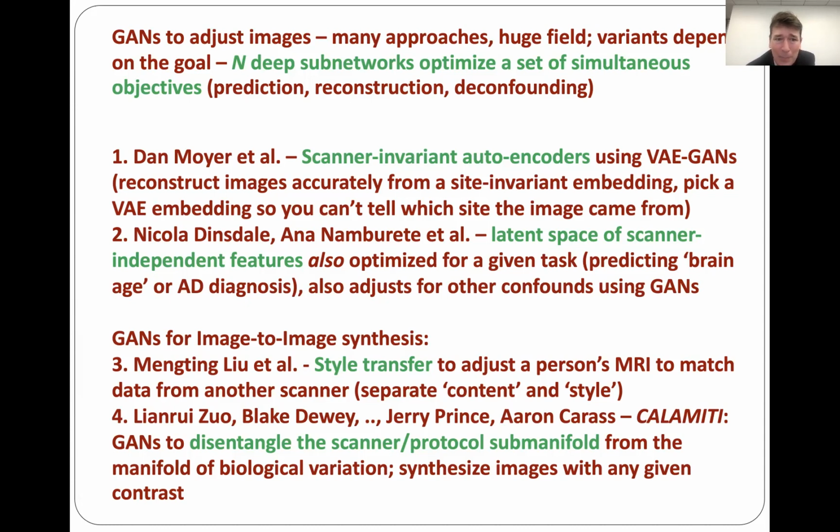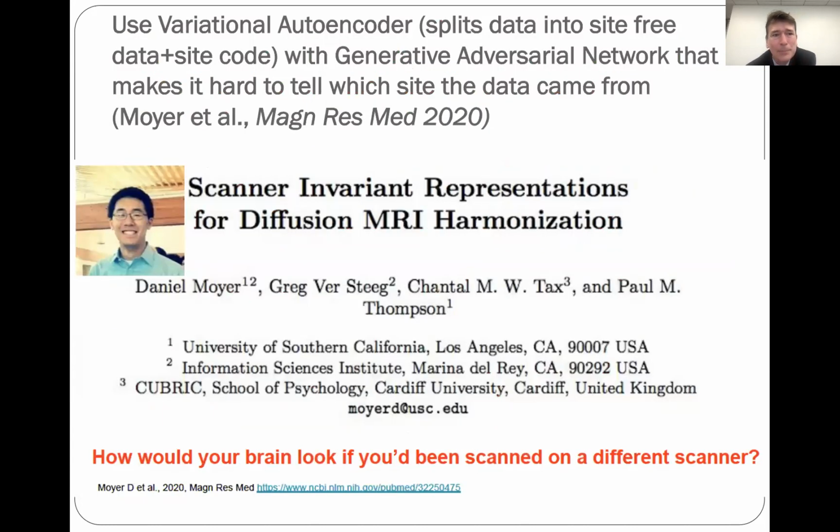Similar work by Nicola Dinsdale and Anna Nambarete has been using GANs also to adjust for other confounds. I'll talk about their approach in a minute. And then approaches by Mengting Liu and Neda Jahanshah's lab at USC, and also Lian Rizhou and Jerry Prince and Aaron Karras, are attempting to synthesize images in a way that is site invariant and adapt them to data from a specific site. So let me tell you about this work by Dan Moyer, which is the first example.